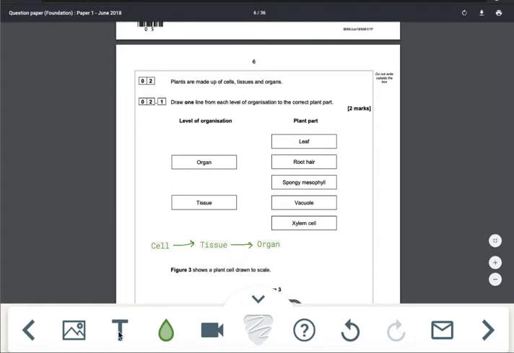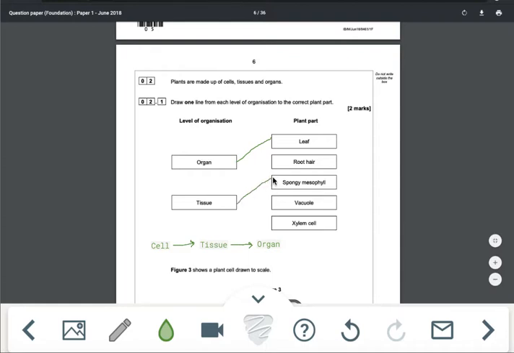Okay, so we're just going to go ahead and draw a line here. Make sure the line's very clear. There you go. A leaf has several functions. Next, root hair. A root hair actually is a root hair cell, and a cell is neither a tissue or an organ, so this won't be either of them. Spongy mesophyll, there we go, that's a tissue in the leaf.